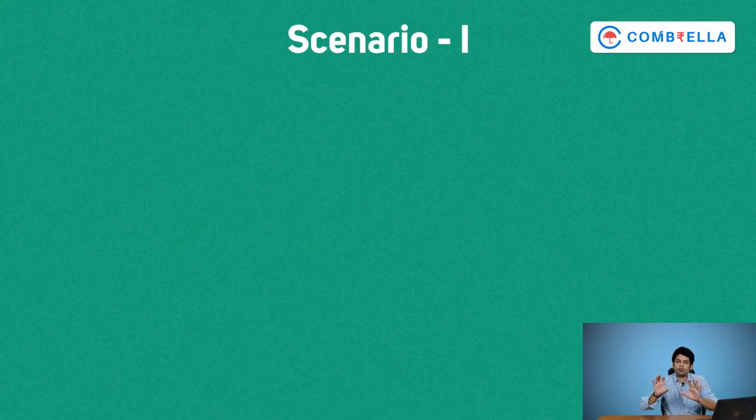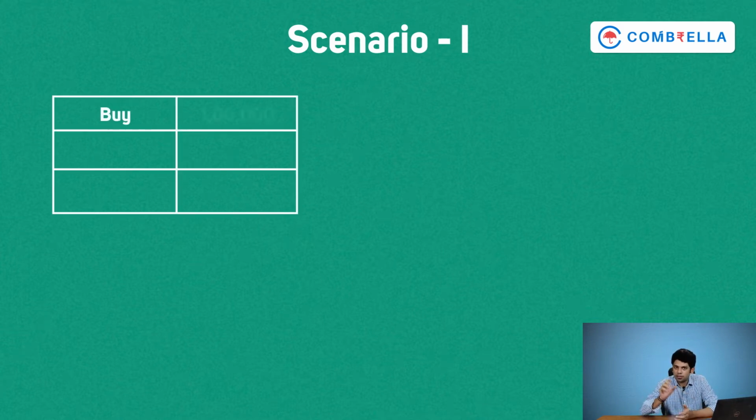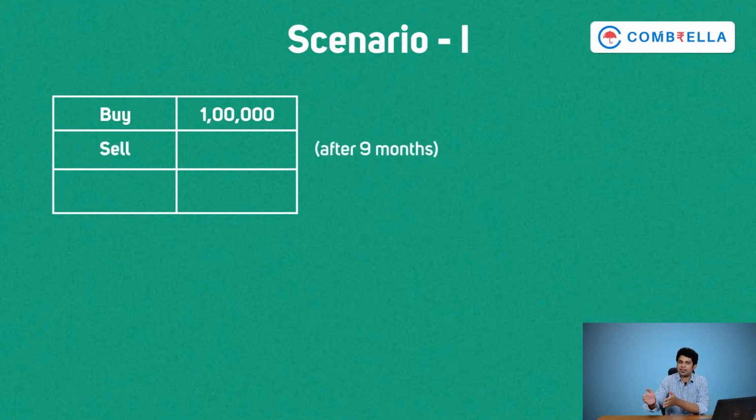Suppose you buy shares of one company, some X quantity at X price. The total value you have invested in the shares of that company is 1 lakh rupees. Now after 9 months of your purchase, which means it is less than 12 months, and hence it is short term, the value comes down to 80,000 rupees.